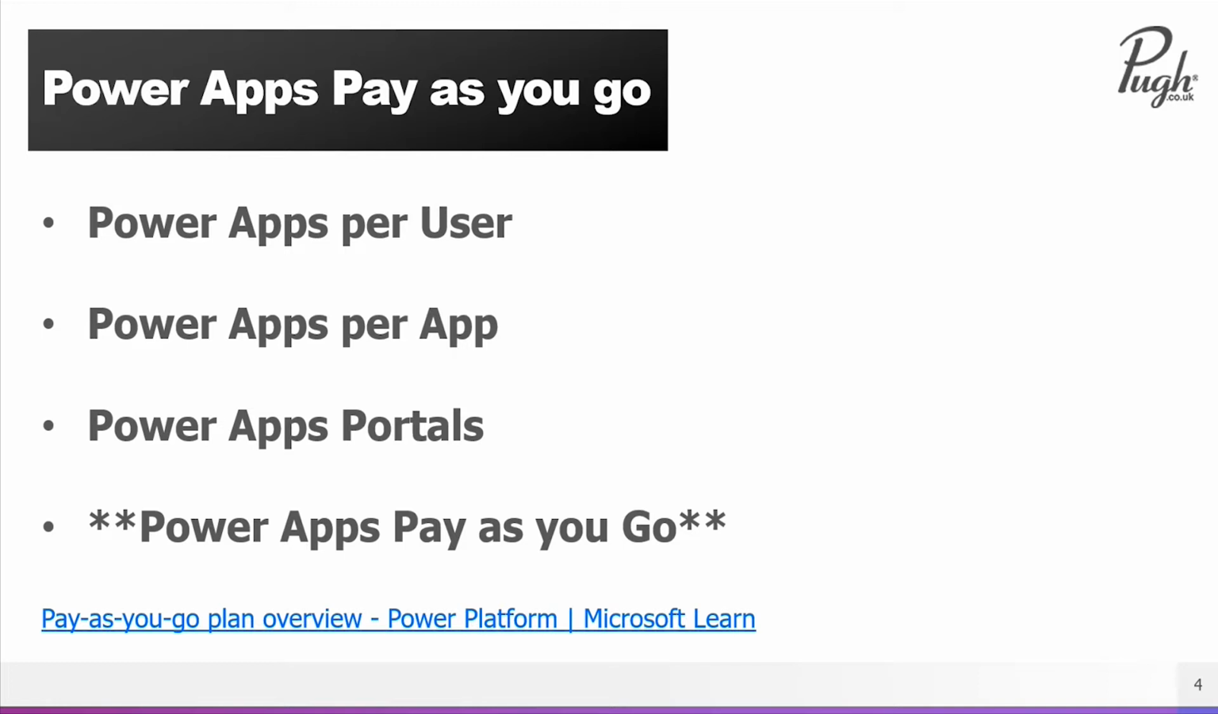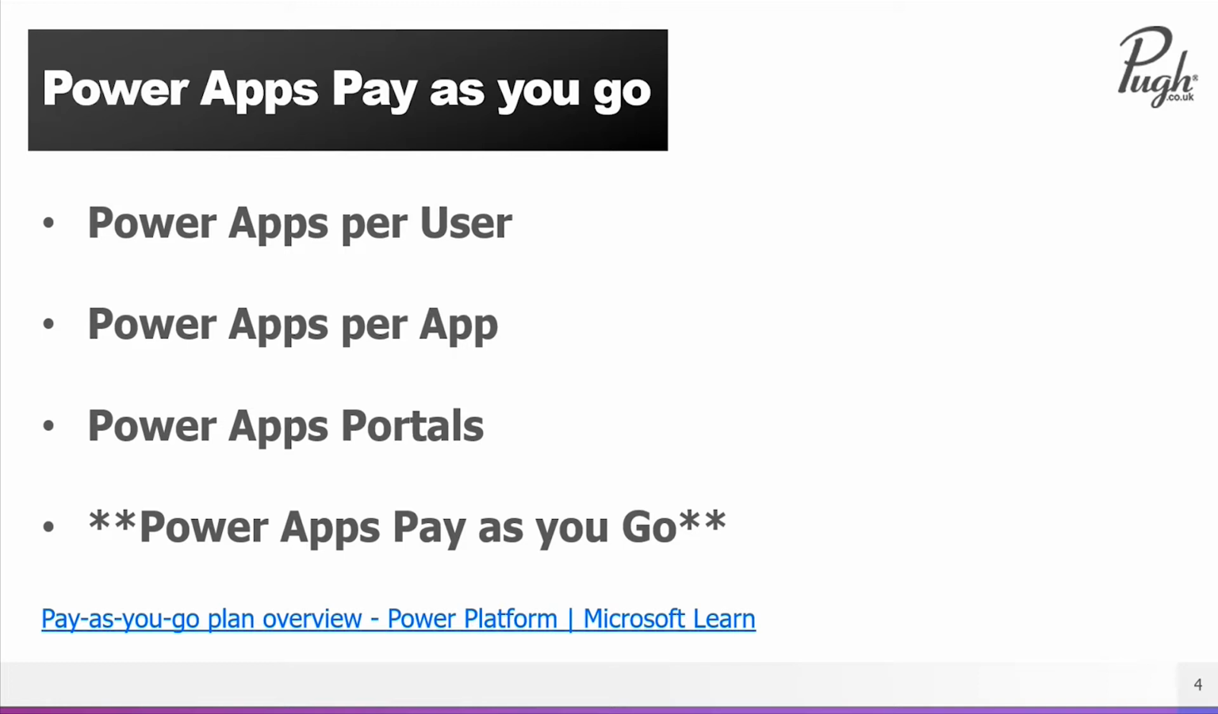However, what Microsoft have done in September is add a new way of licensing your Power Apps. So with this, you don't buy a license as part of your Power Apps again. It's a pay-as-you-go license. And you pay for your pay-as-you-go through your Azure subscription.